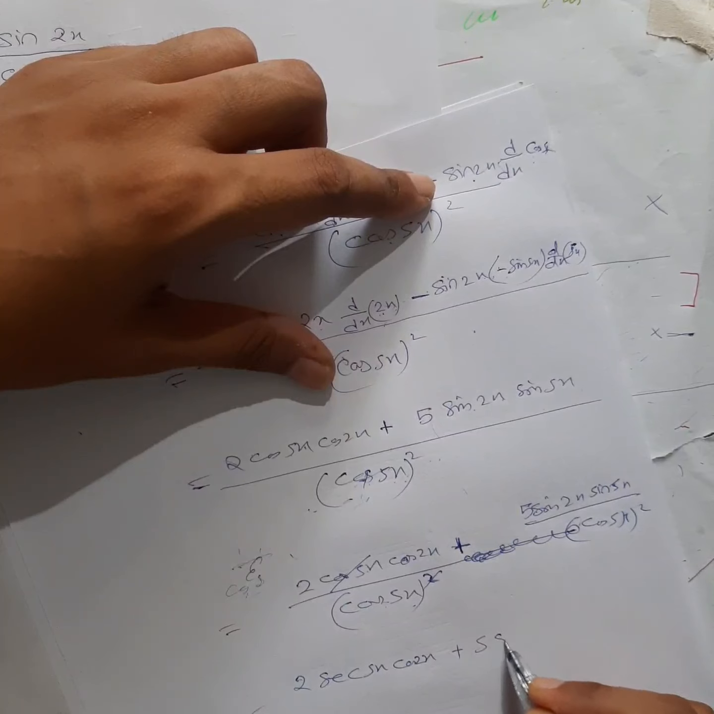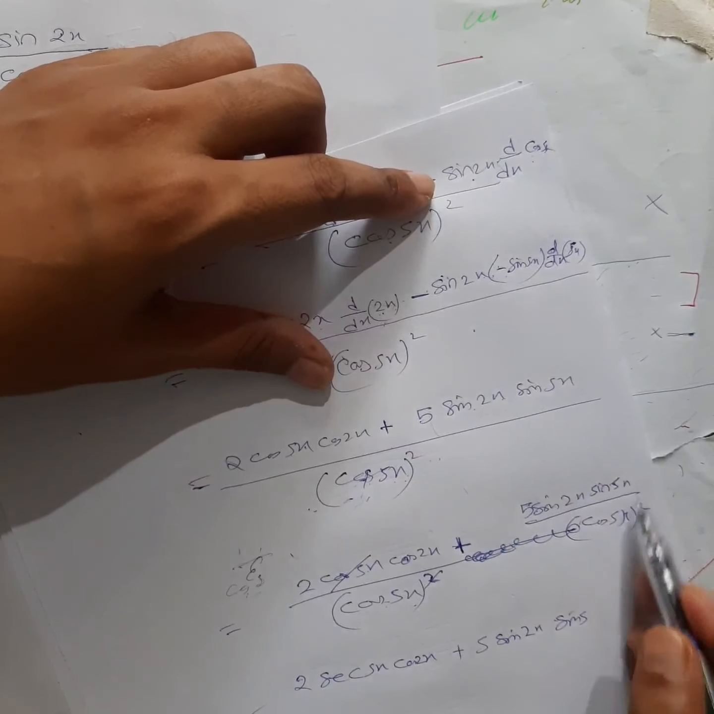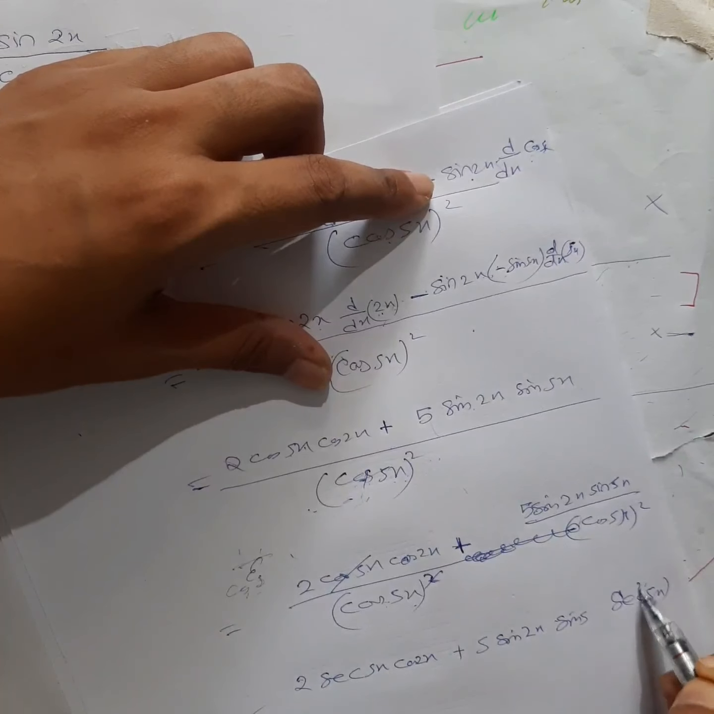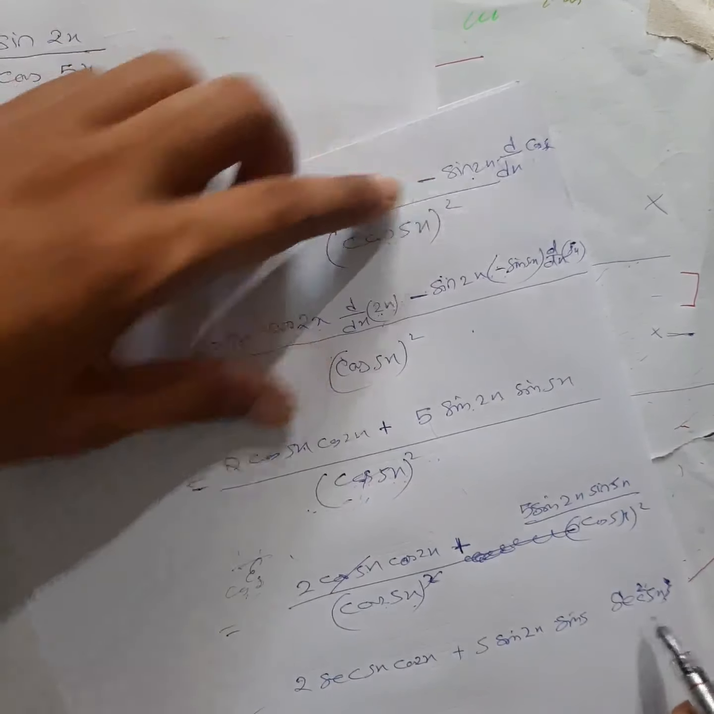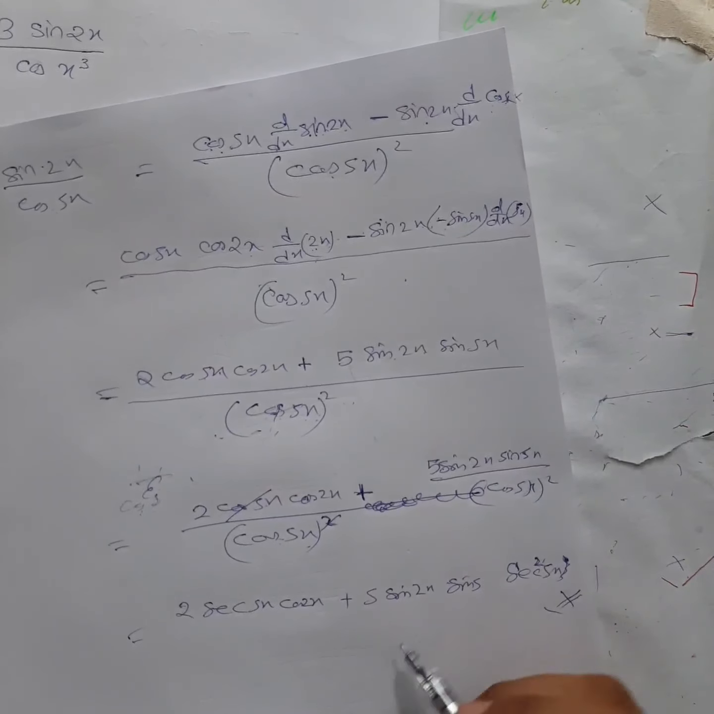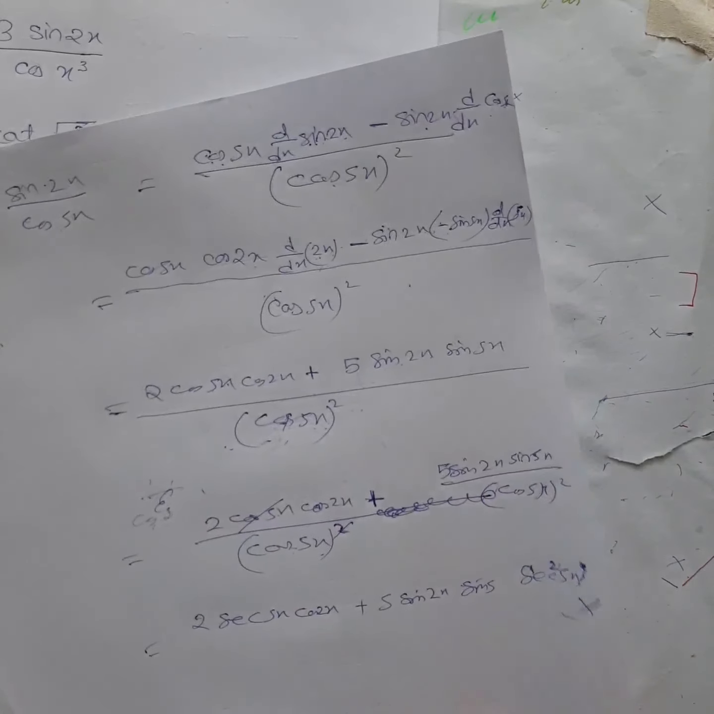So this will give you 5 sin 2x sin 5x, then this will give you sec 5x whole square, or you can write the square here also, sin 5x sec square 5x. So this will be the answer. So you can see there will be no denominator here. Okay, so next, question number 5.